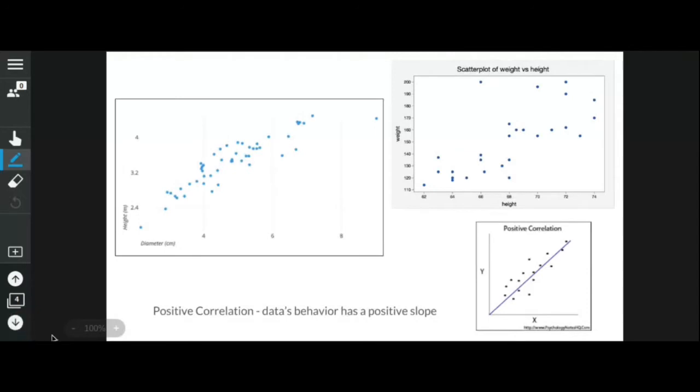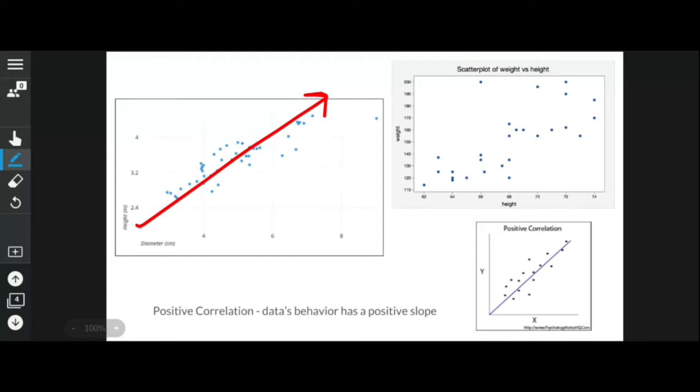A positive correlation is when the data's behavior has a positive slope. So if it looks like my dots, it's not going to be a perfect straight line. It's not always going to be a perfect straight line. In this case, it's never going to be a perfect straight line. But see how these dots are close enough together that if I really wanted to, I can put a nice little line in the middle of it. That line that I created fits that data for the most part.